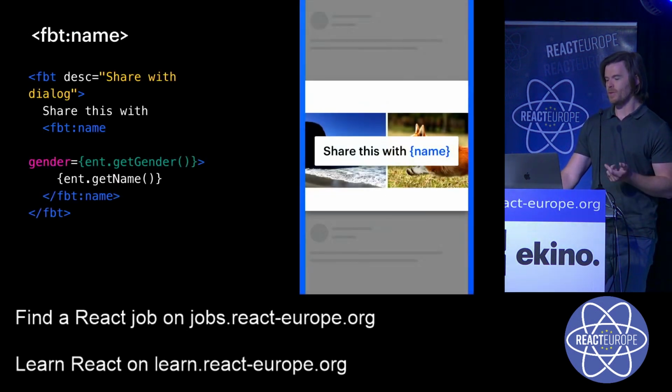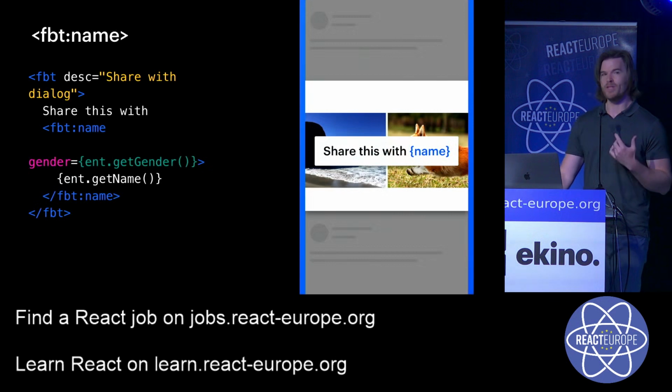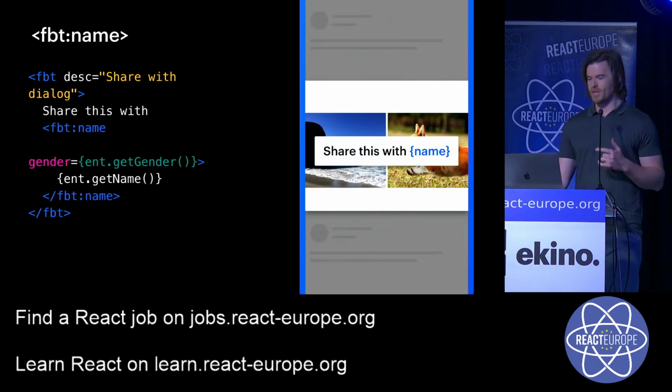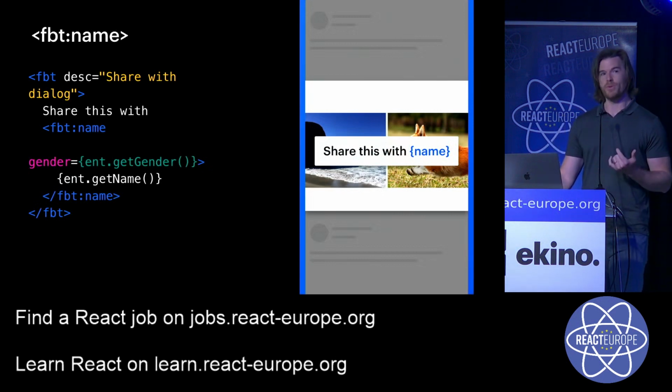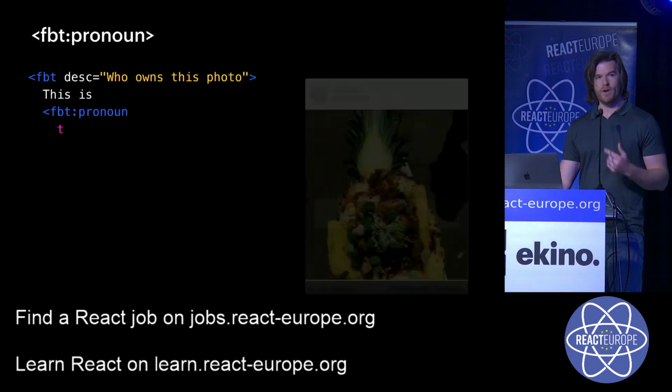So interpolated tokens can also variate on gender, and we have a special construct that functions just like FBT param, where the gender attribute is required, and we call this FBT Name. And here we see that the text is extracted just like an FBT param, but with the name token. And that's the difference at runtime. We pass in a gender variation value that variates at runtime.